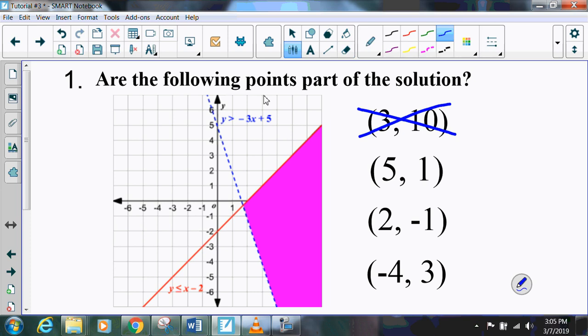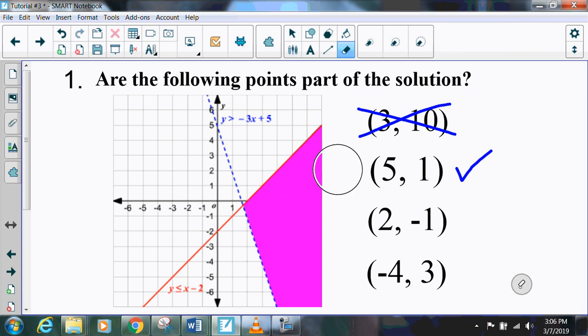How about (5, 1)? So we're going to go over 5: 1, 2, 3, 4, 5, and up 1. Perfect. (5, 1) is right here, and it's part of the solution. So that point would be considered part of this graphical solution.